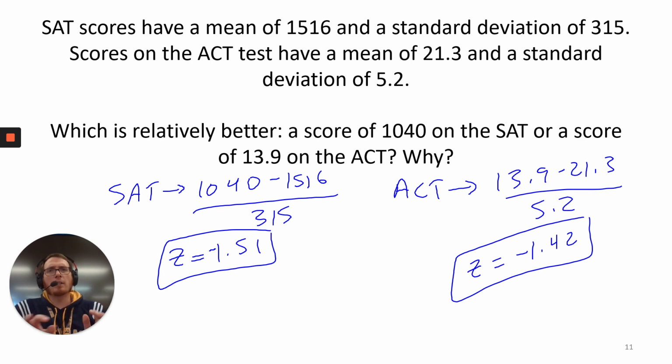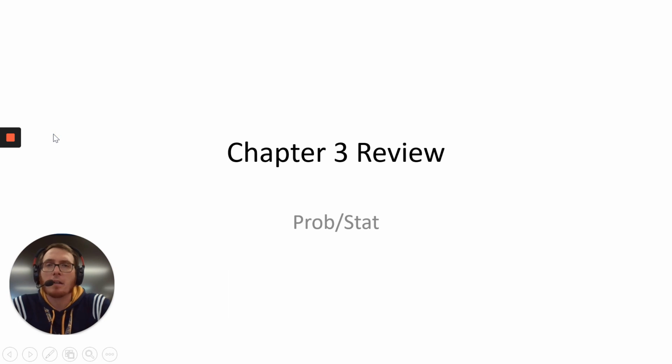If you're only looking at variation, it's probably find the coefficient of variation, which would be the standard deviation divided by the mean, and that would tell you which one varies more. But if you're just looking to see which one you did better in, you can find the z-score and then compare them. Okay, that's everything for this chapter review today.